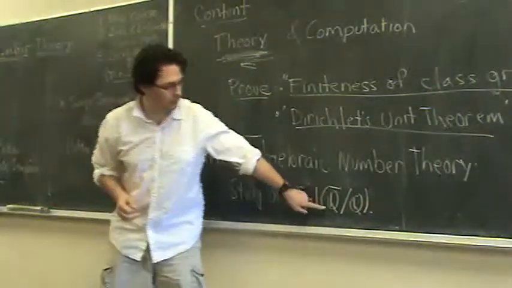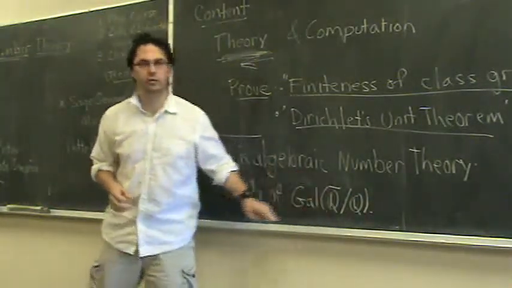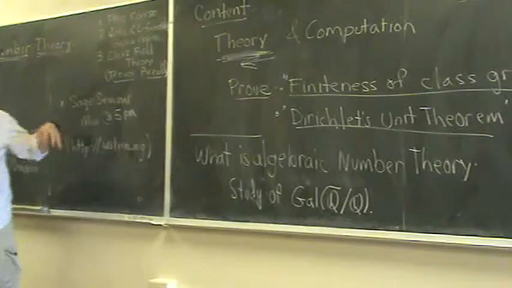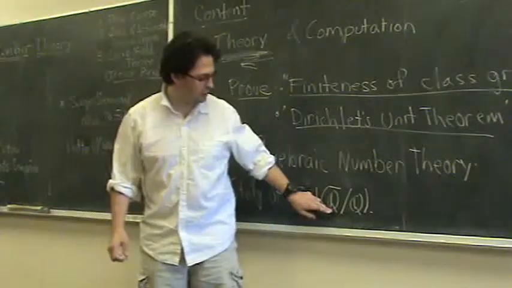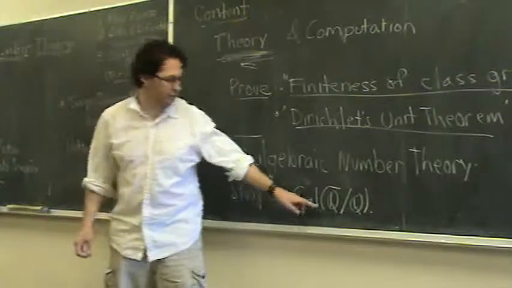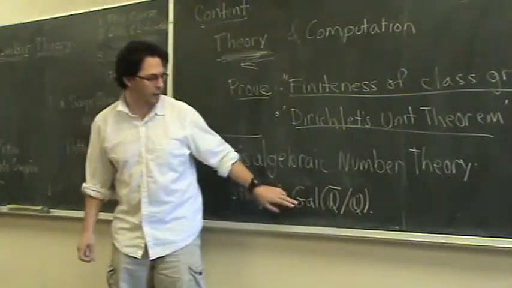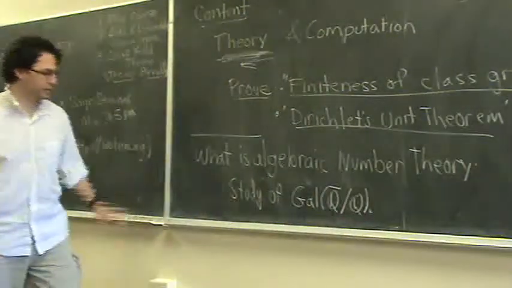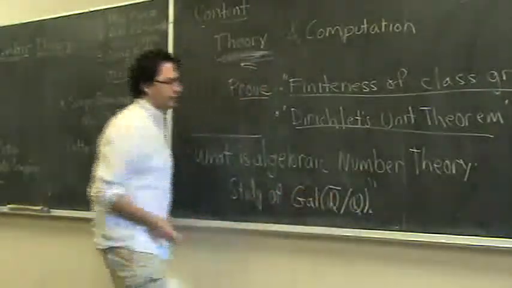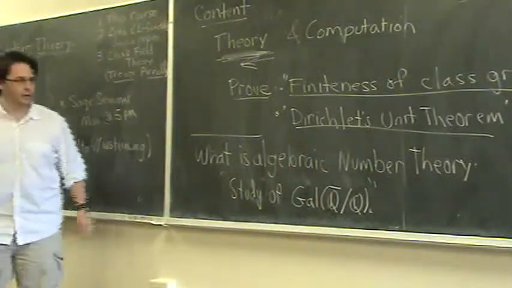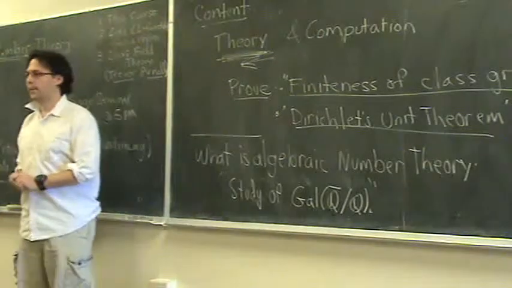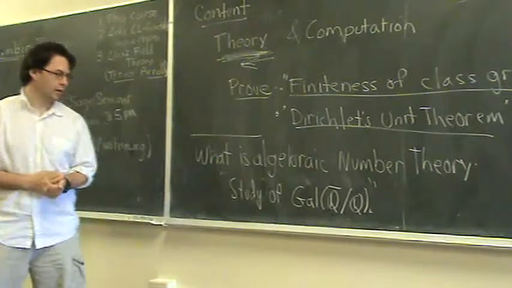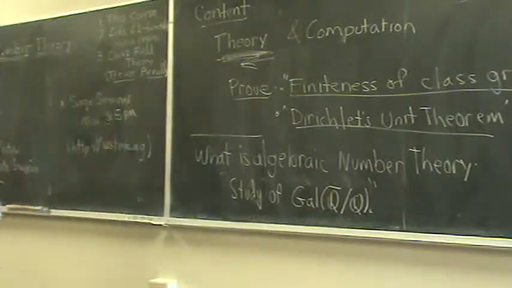Q bar here is a choice of algebraic closure of Q. It's a field that contains the rational numbers and is algebraically closed, and it's as small as you can get. Adjoin all things like square root of 2 and so on to the rationals. Then Gal(Q bar over Q) is the group of continuous automorphisms of Q bar. But this description I find very unsatisfactory personally, because I think of algebraic number theory as being a whole bunch of theorems and problems that people try really hard to attack, and this is a little too abstract for me.